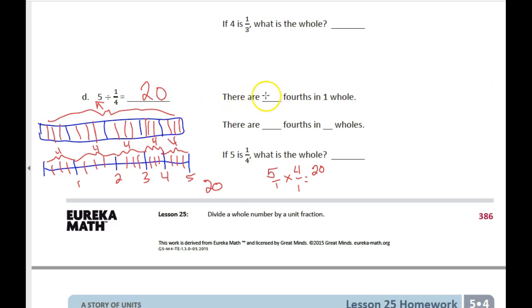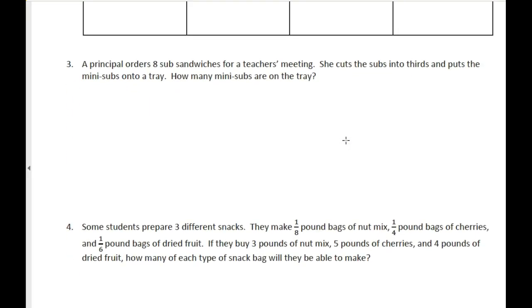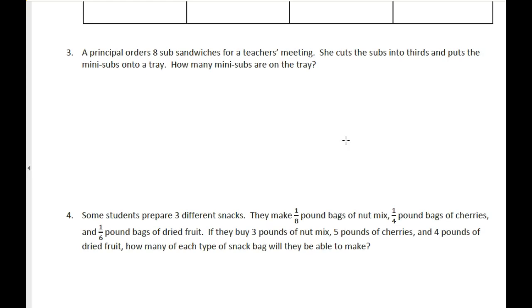There are how many fourths in a whole? There's 4 fourths in a whole. There are 20 fourths in 5 wholes. So if 5 is equal to a fourth, then what is the whole? It's 20. This one's a good little word problem. I like the idea anyway.